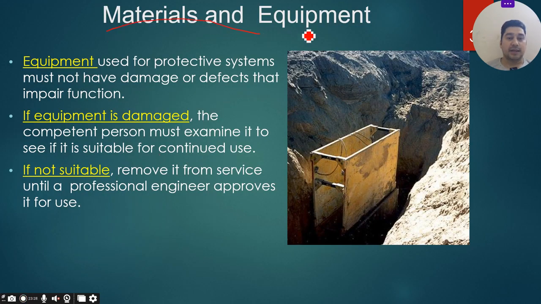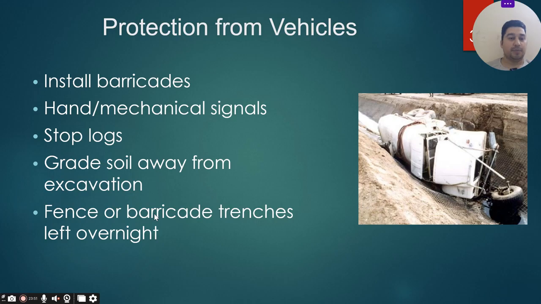Then we have the materials and equipment near the construction area. Equipment used for protective systems must not have damage or defects that impair function. If equipment is damaged, the competent person must examine it before starting any work, and if it is not suitable for work, it should be excluded from the work area. That is the requirement for the materials and equipment.